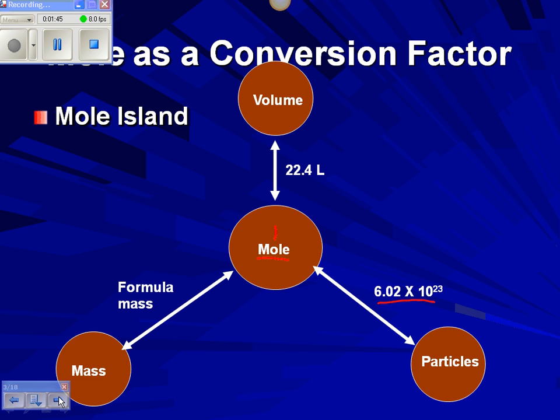If I'm going to figure out the mass of something, I would use what's called the formula mass. You simply look on the periodic table, see how many of each element you have, how much they weigh, and put that according to the mole.